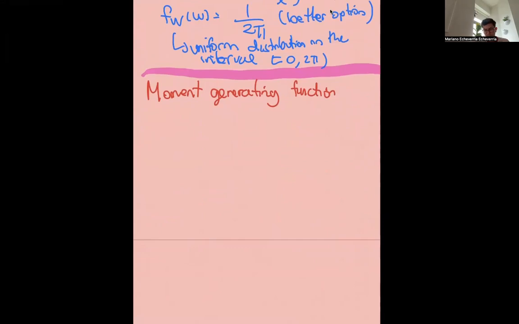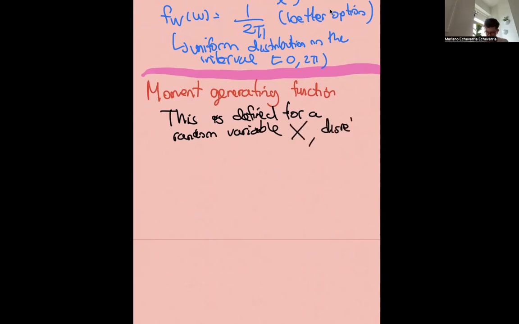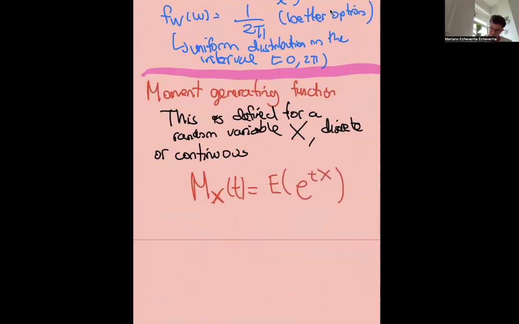Okay. This is a thing that you can define for one random variable. So this is defined for a random variable x, discrete or continuous, it doesn't matter. And the definition, this is called the moment generating function of x, is a function of t. And it's just defined as the expected value of e to the tx.